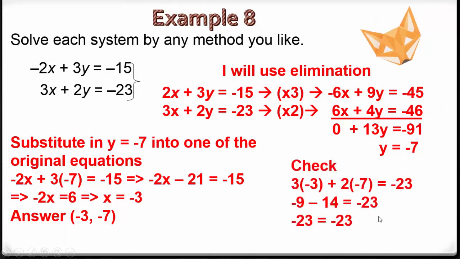And then I check against the equation I didn't use, which was the second equation, and I found that the x is equal to negative 3, the y is equal to negative 7, and then I solve this, and I find indeed it's true, negative 23 is equal to negative 23, so therefore my answer is correct.